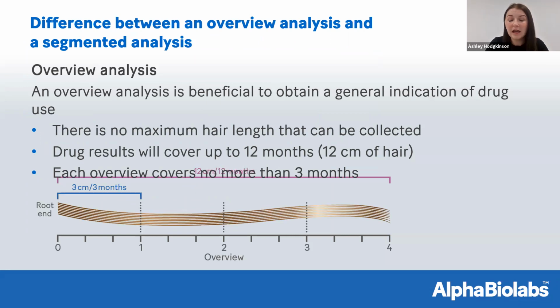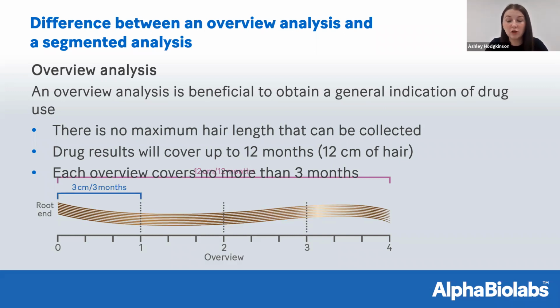So for your overview analysis, this is looking at the hair in larger time frames. So it's not breaking it down as much as a segmented test would. So there's a little diagram on the screen. This is a sample of hair that measures 12 centimeters. So in theory, we could cover 12 months with this sample. If you decided to do so, but you wanted an overview analysis, we would look at this in 3-month segments. So you would get 4 results, which covered a 12 months time frame, and each result would represent 3 months as a whole. So you would get 4 individual results, 1 for the first 3 months, 1 for the second 3 months, and so on for the full 12.